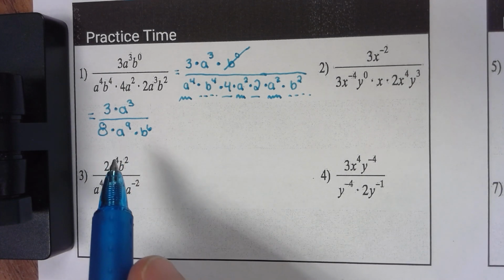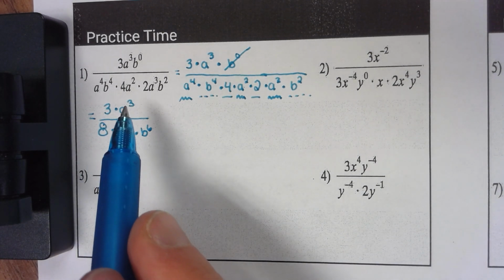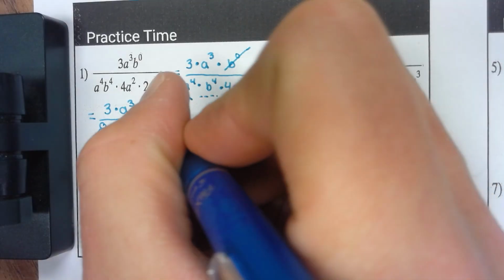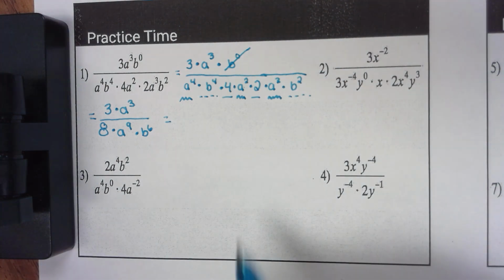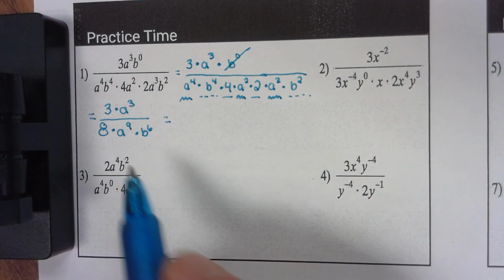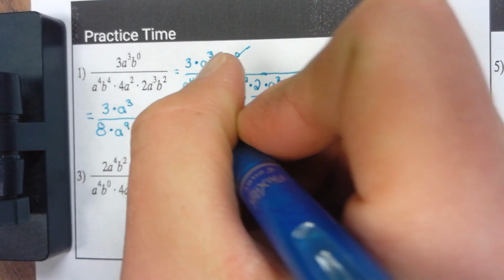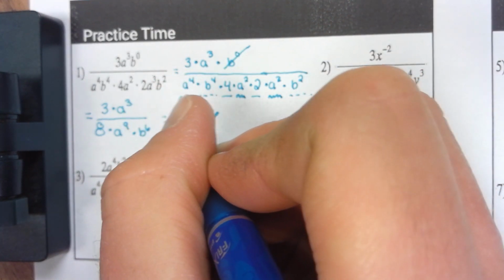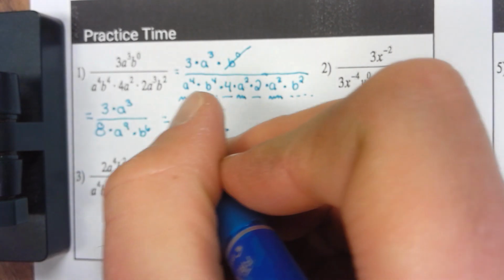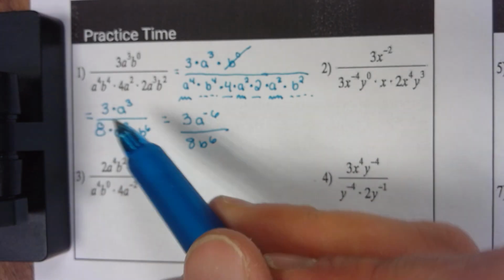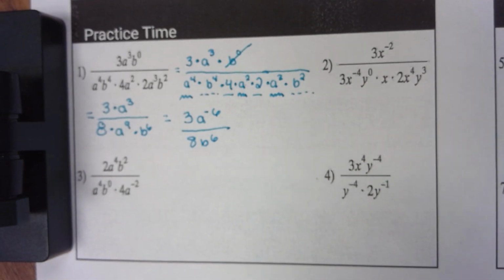Okay, so the 3 and the 8, there's really nothing we can do here. But the a cubed and a to the 9th, we can simplify that. Right? That's going to simplify if I subtract the exponents. 3 minus 9, that's negative 6. Now, when I do the subtraction, that automatically brings that term up to the numerator. Okay, so the subtraction is happening in that numerator.